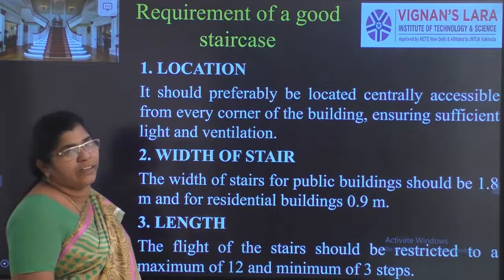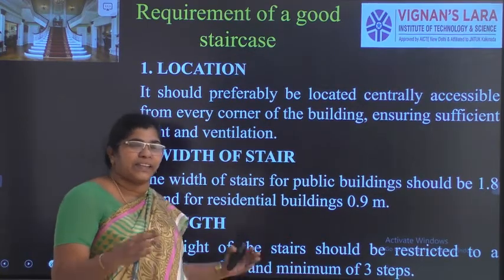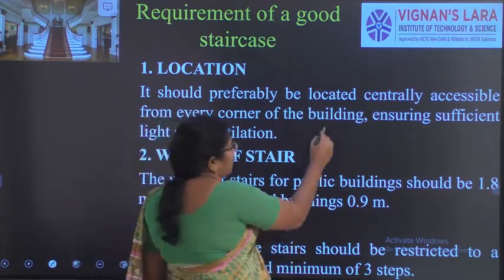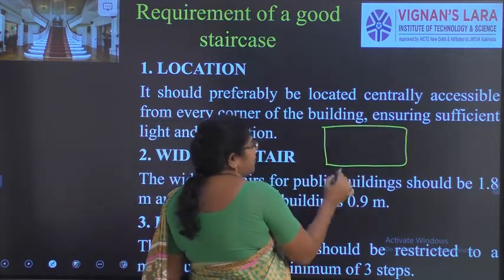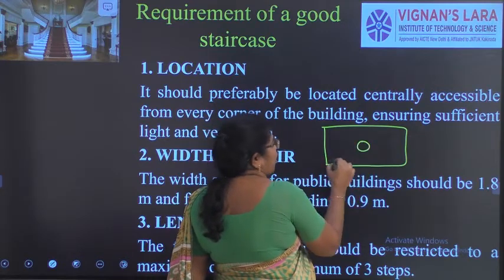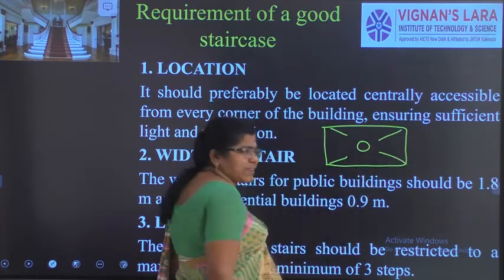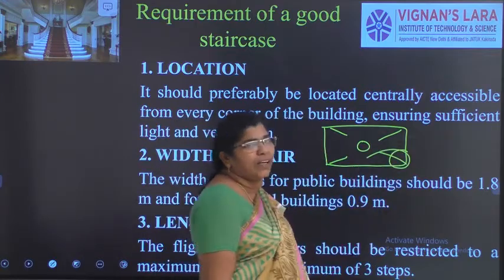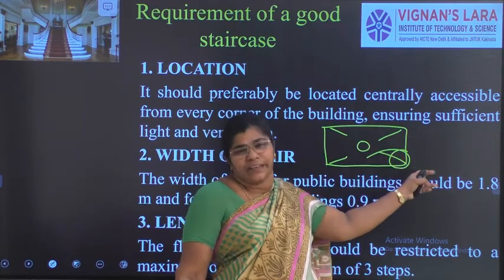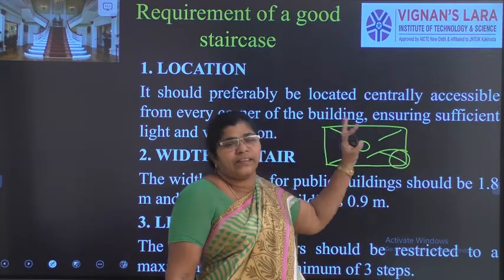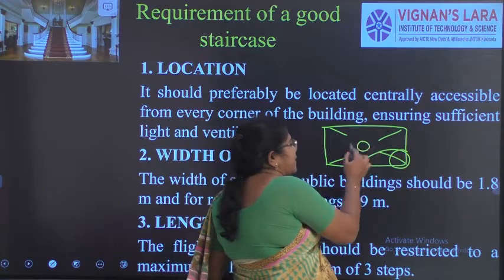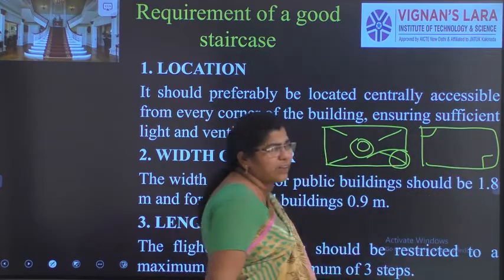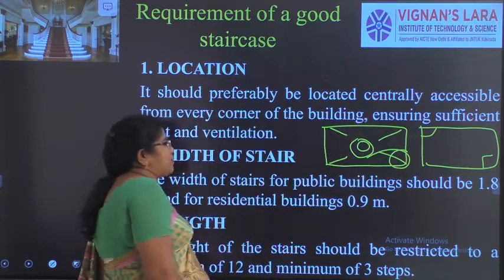So the location. The staircase should be such that it can be easily accessible by all the people. So if I am going to have a very big building, I should have a staircase at the middle so all the people can access it. If I have a staircase in this part alone, what will happen? From here the person would take a long time to reach there. This is not a required condition. It should be at the center, or if I am not going to provide a center, I have to provide two staircases so that people can easily access it.